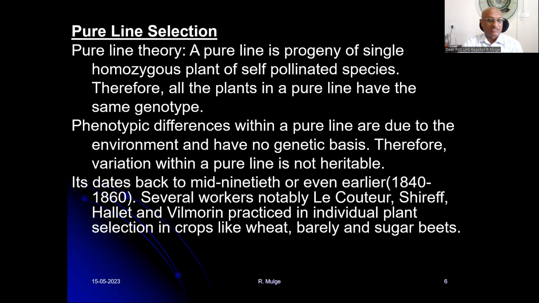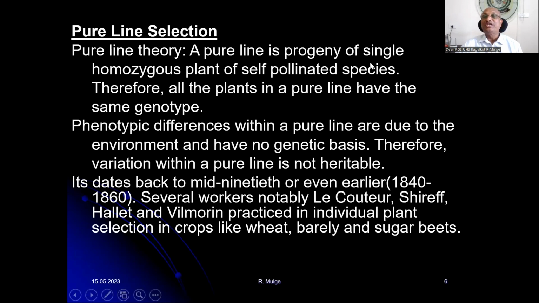Then let us start discussing the individual plant breeding methods. One of the plant breeding methods very important for self-pollinated crops is pure line selection. So it is the pure line theory. A pure line is a progeny of a single homozygous plant of a self-pollinated species. Therefore, all the plants in a pure line have the same genotype. What do you mean by a pure line? One plant which is self-pollinated, from that seeds are collected and raised. Those plants are referred to as a pure line.